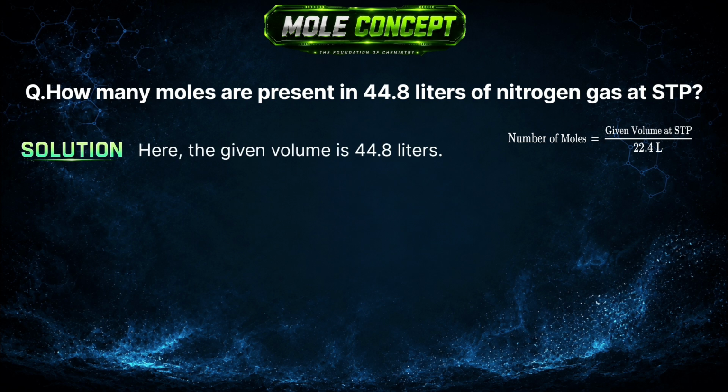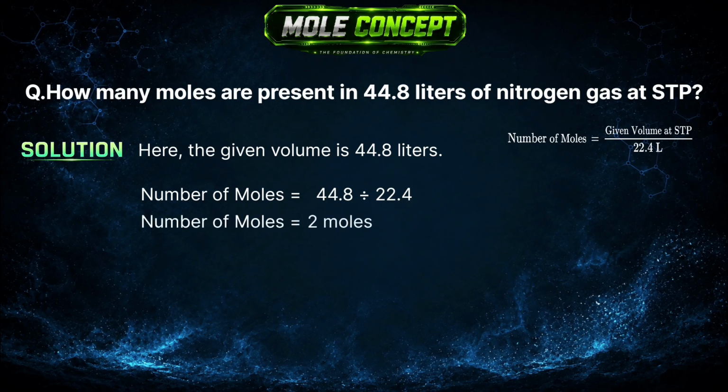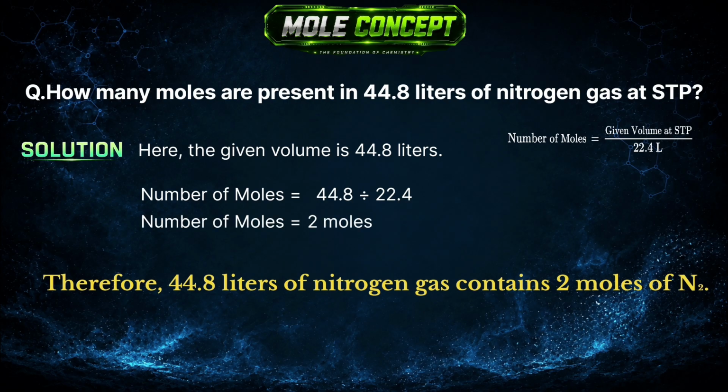Now substitute the values into the formula. Number of moles equals 44.8 divided by 22.4. Number of moles equals 2 moles. Therefore, 44.8 liters of nitrogen gas contains 2 moles of N2.